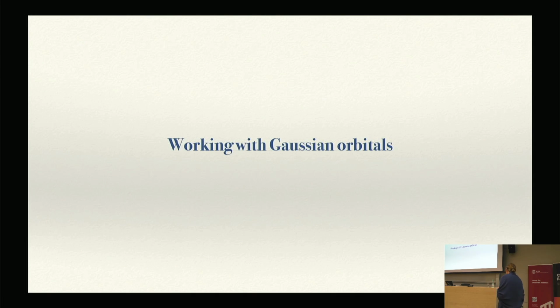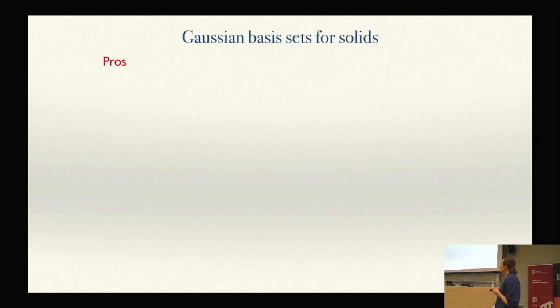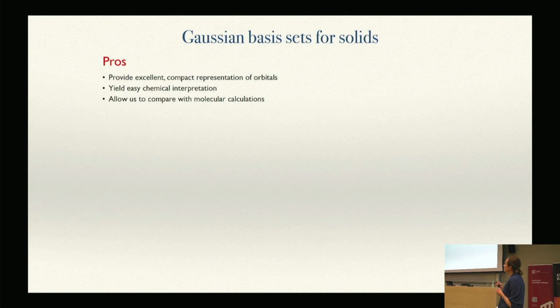All right, so in my group, we work with Gaussian orbitals in these Green's function implementations. So why do we do it? The good thing is that one has an excellent compact representation of the orbitals. That also allows us to have chemical meaning for the orbitals. So if the experimentalists come to us, we can very easily interpret without any linearization or any procedures which themselves sometimes rely on some approximation.